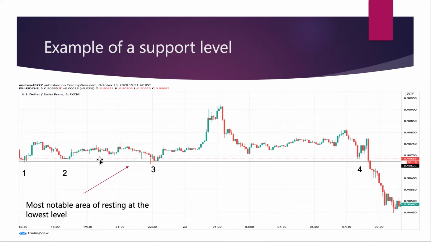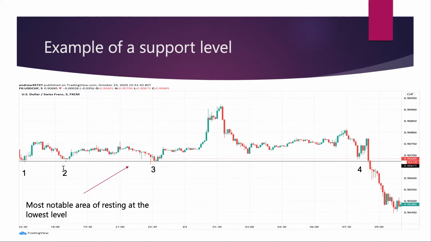So you can see we've had 3 touches to the left-hand side of this support level I've drawn out, which makes it a credible support level. All right, the more touches you get, the more credible that level is. So as I've said here, it's the most notable area of resting at the lowest level. Now, there are a few ways you can trade support levels, and I'll probably do a video on that soon. But what you need to know first is how to draw it out and map it out.